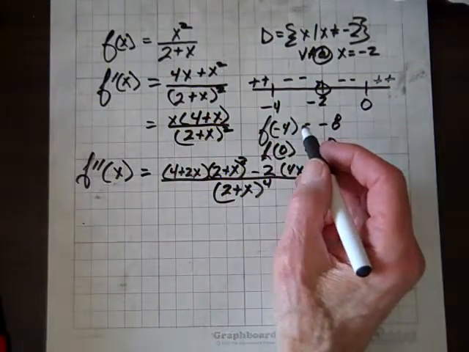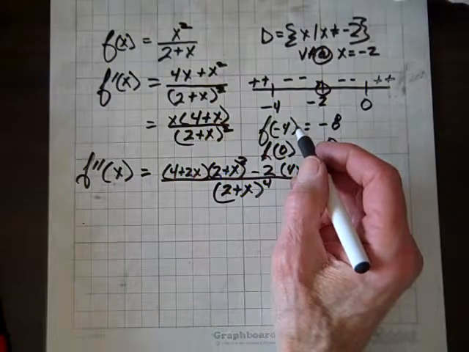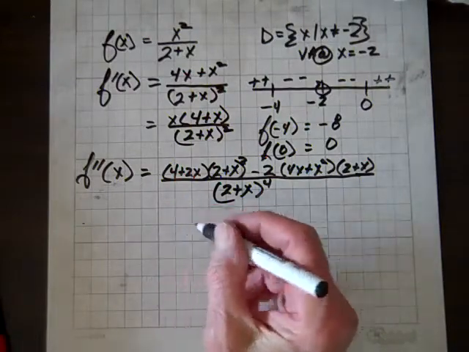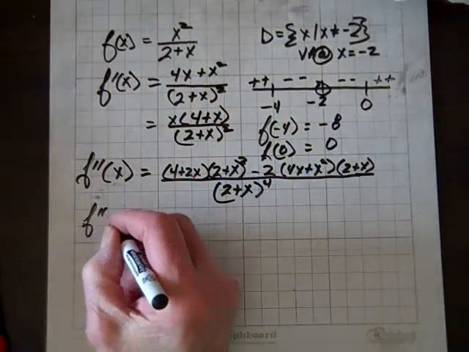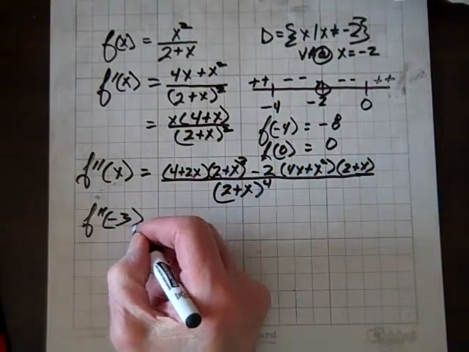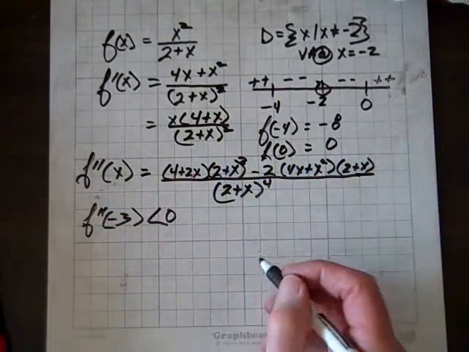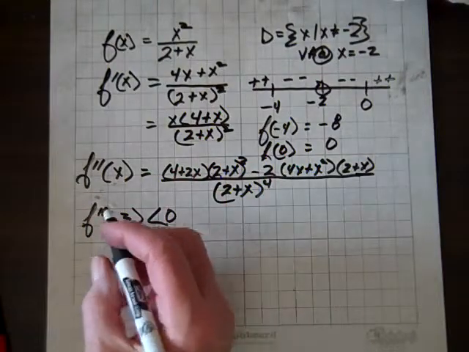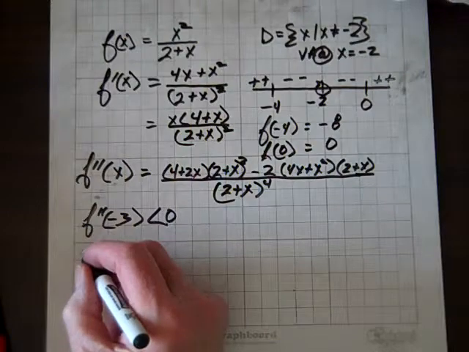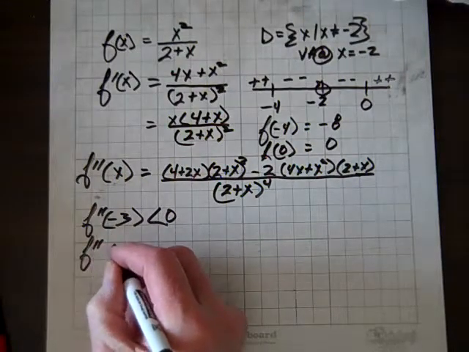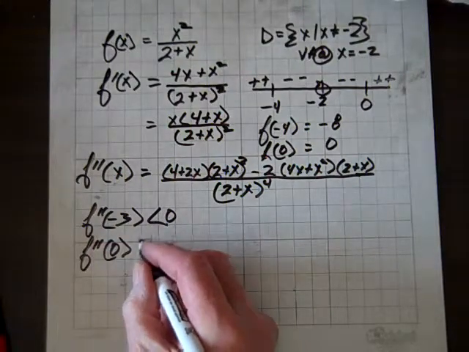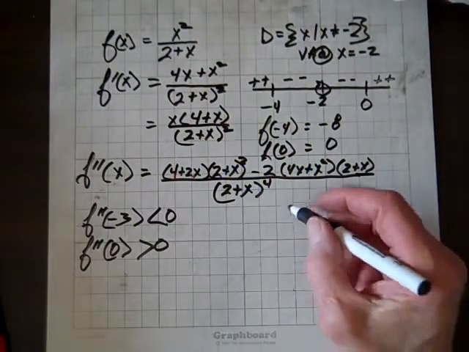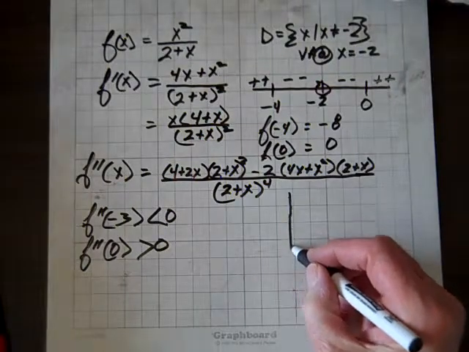if you evaluate something to the left of -2, like -3, I evaluated the second derivative at -3, and that happens to be less than 0, so it's going to be concave down on that interval from negative infinity to negative 2. Evaluating f double prime at 0, the result is greater than 0, so we'll be concave up to the right of -2. So I'm going to go ahead and graph this thing now.